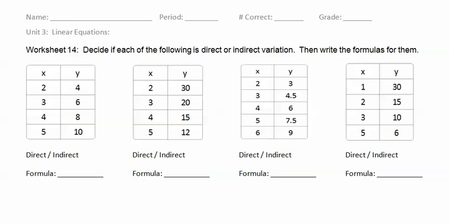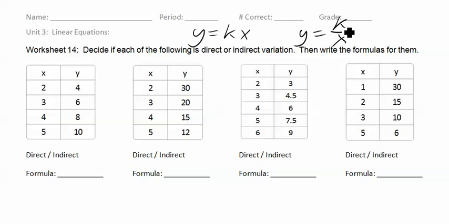On worksheet 14, we've added not only direct variation, but indirect variation. So I actually want to just go over real quick what each of these formulas are. For direct variation, if you'll remember, what we did on the last worksheet, and you looked at on the rules, is y equals kx. Indirect variation is y equals k divided by x.